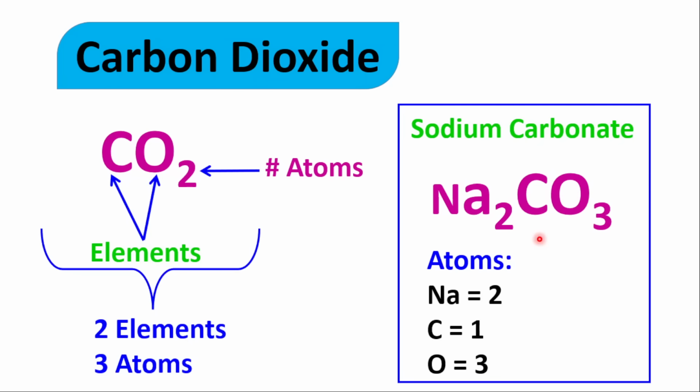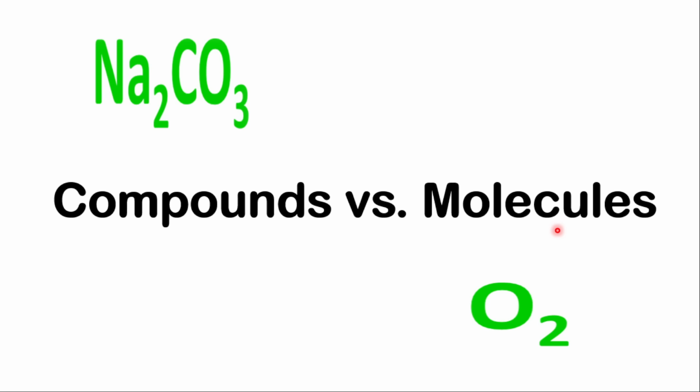And so a total of 6 atoms, but only 3 elements. All right, so those are basic things you should know, and those are really for multiple choice type of thing. All right, and so again, 3 elements, 6 atoms. All right, so again, we have sodium carbonate versus oxygen right here.